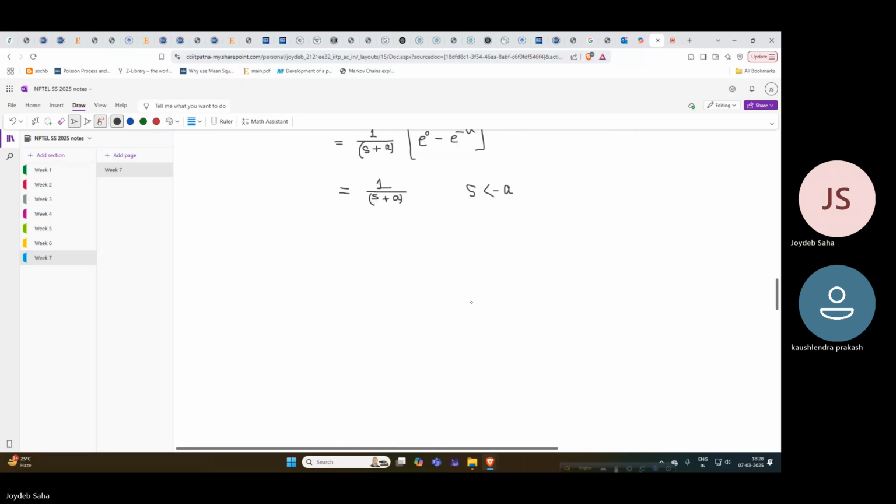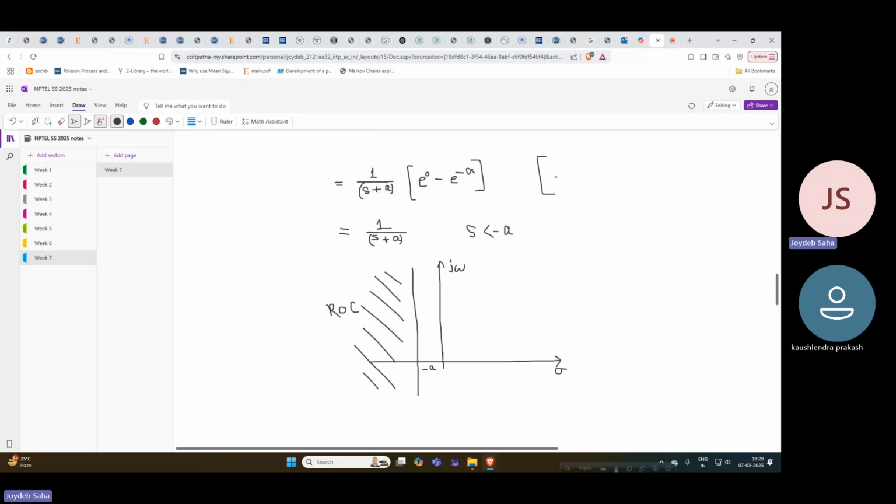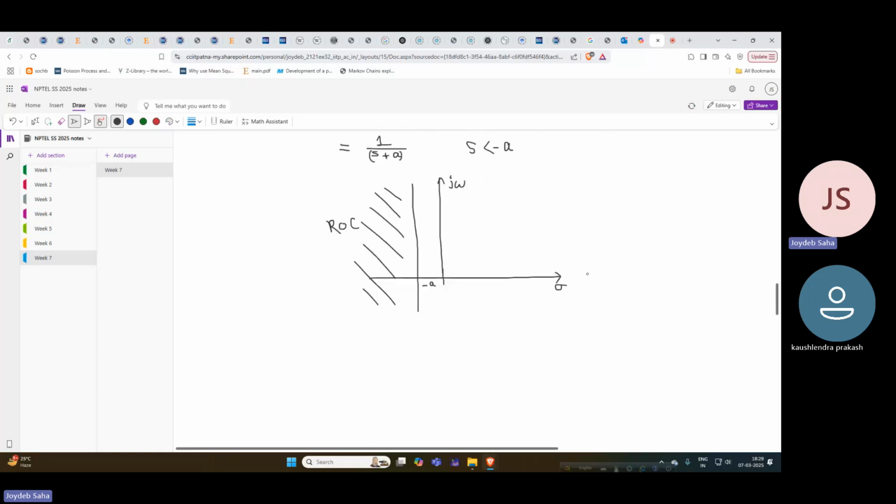Okay, so if we plot sigma and j omega, and here s plus a is less than 0, if it is minus a, this is the ROC, region of convergence. Okay, s plus a is less than 0.